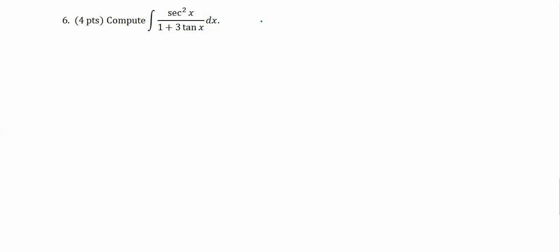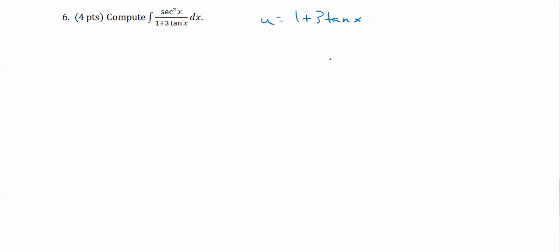Okay, so let's try u substitution here. u equals the denominator, 1 plus 3 tan x. Then du is the derivative of that, which is just 0 plus 3 secant squared x dx. And in my integral I have just the secant squared x dx, so let me divide both sides by 3.